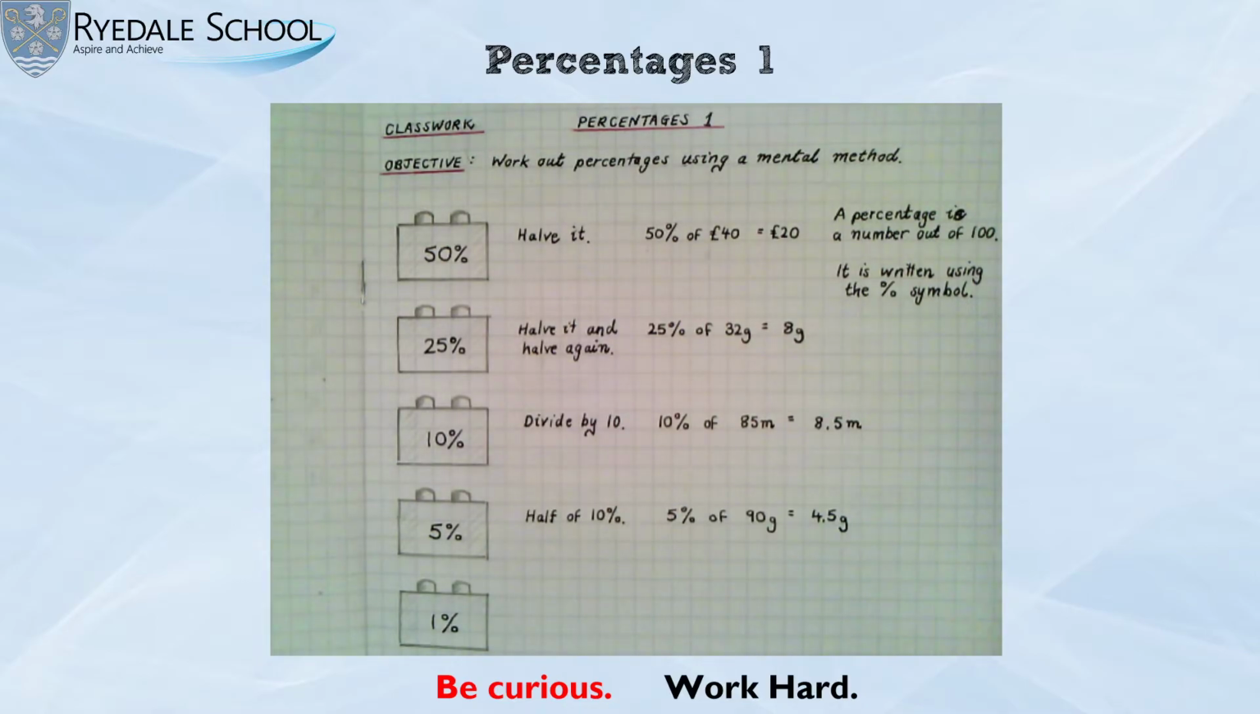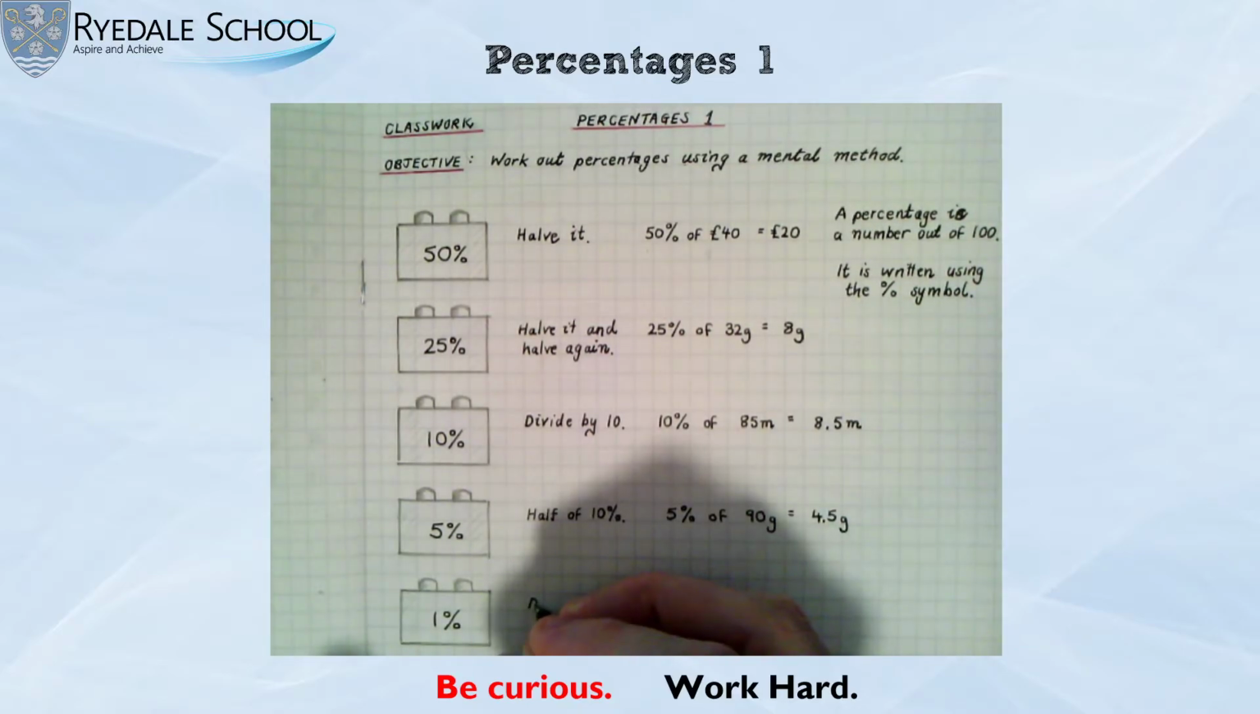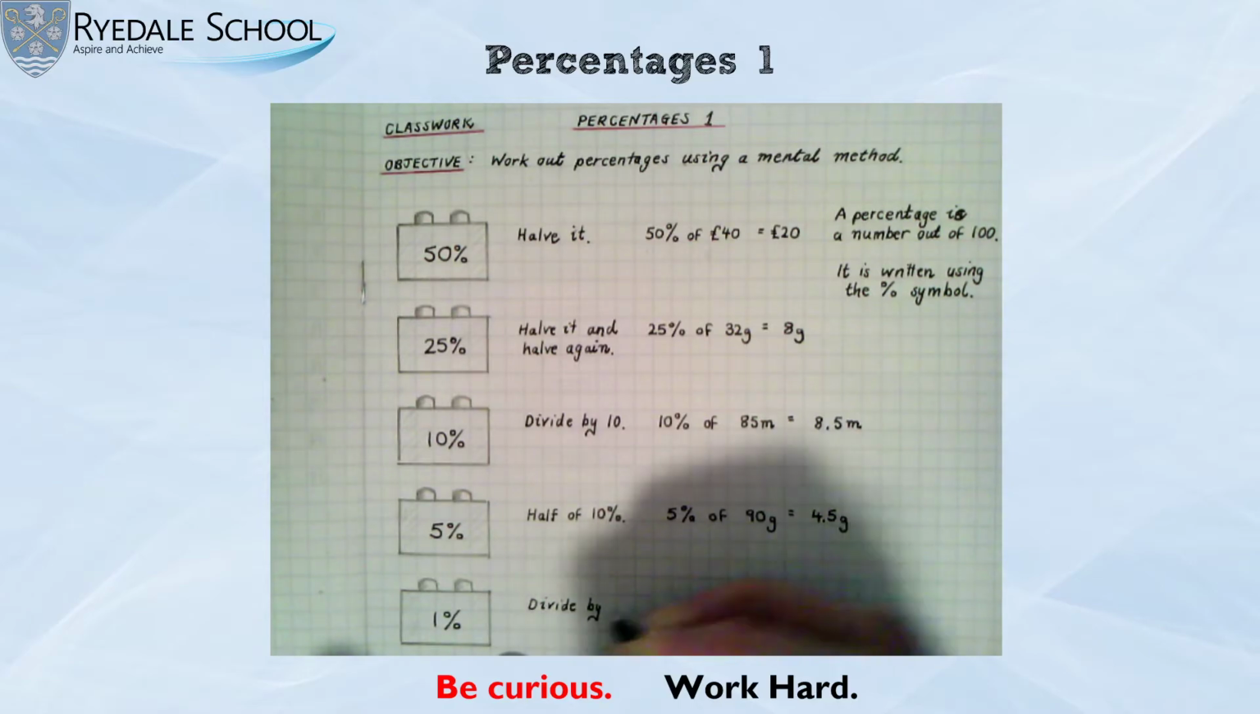Okay, finally, the rule for 1%. Well, 1%, there are 100 of those in 100%. So the rule for this is divide by 100.